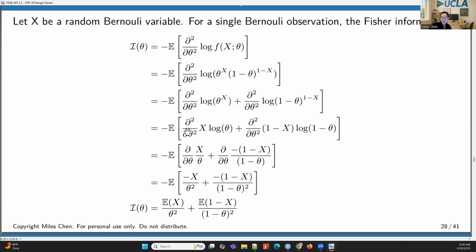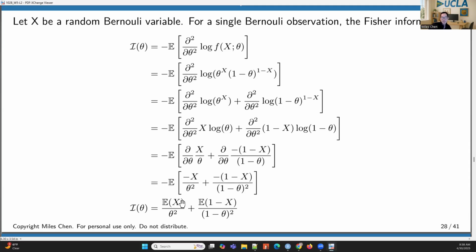Now I'll take the first derivative. The first derivative is going to be x over theta, and over here I'm going to have negative 1 minus x over 1 minus theta. Then I'll take the second derivative, and this will give me negative x over theta squared, and over here I get negative 1 minus x over 1 minus theta quantity squared. Okay, and so if I say, what is the negative expected value of this?